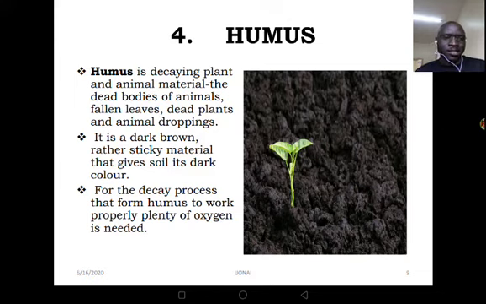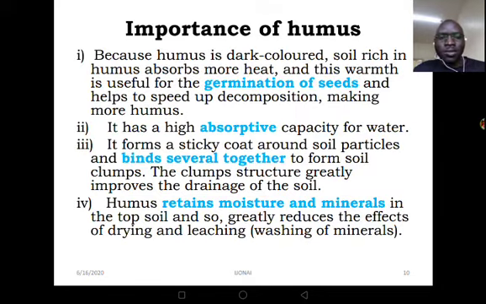So now we know what humus is. That dark layer on top of the soil, and which is very vital for especially plant growth. So I want to look at the importances of humus. Now, because humus is dark colored, the soil which has humus is dark in color. So what does it mean? It can absorb more heat, and therefore it can be warm. Remember, this dark colored soil can absorb heat, and when you absorb heat, it will become warm.